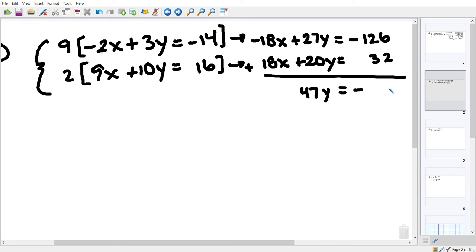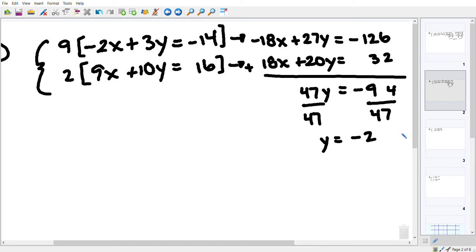6 subtract 2 is 4. 12 subtract 3 is 9. We're going to do some quick division, and you'll have your answer. It's definitely negative. Be careful with the negative signs. So what is our value of y? Negative 2.